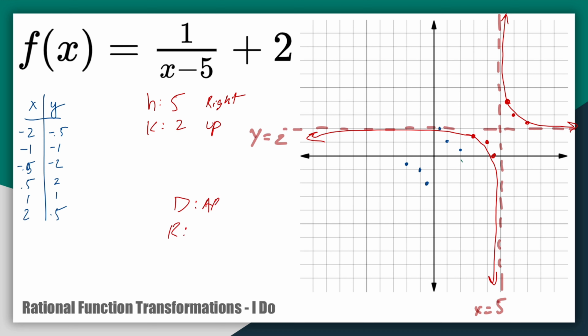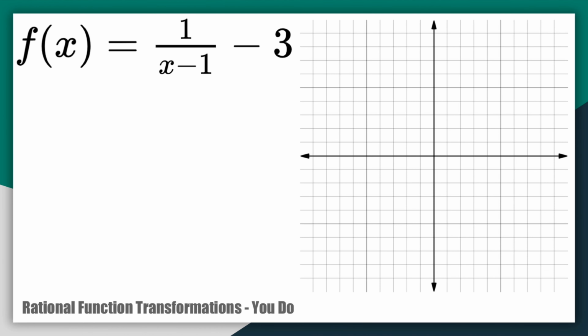So all real numbers, except x cannot equal 5, all right? All real numbers, except for y cannot equal 2, okay? All right, so why don't you guys do one now? Give this one a try. Why don't you pause the video, and then I'll go over it.